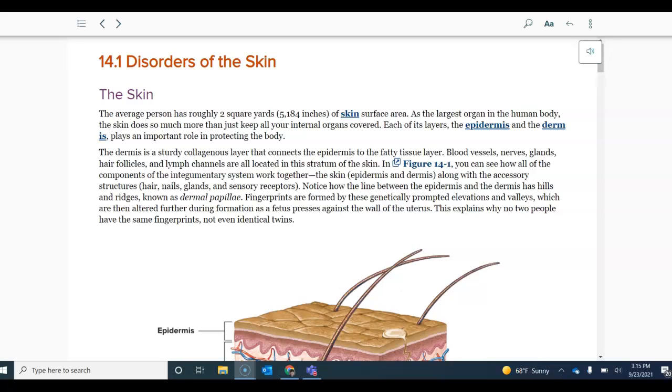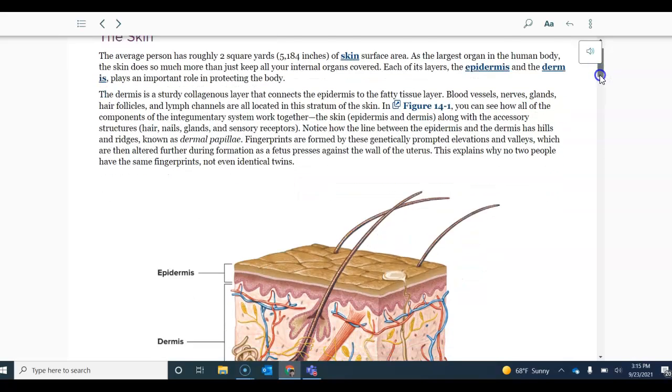Hi coders, this video is on chapter 14, the integumentary system, or skin. It's actually skin, nails, hair, etc. In this section, you do have a few guidelines in the front of your ICD-10 book. It is mainly about pressure ulcers. Let's go through this real fast, and then we'll talk about the pressure ulcers.